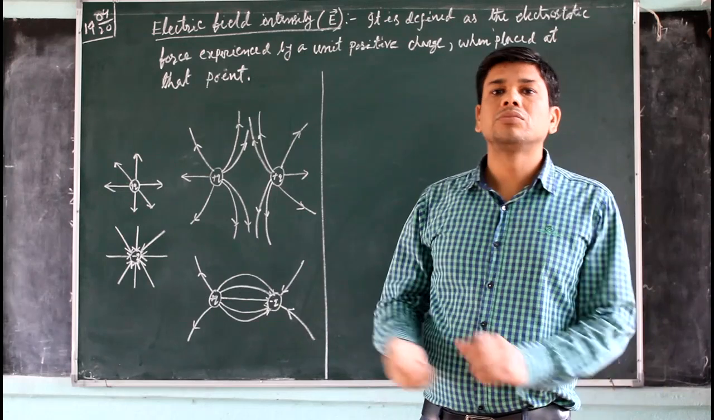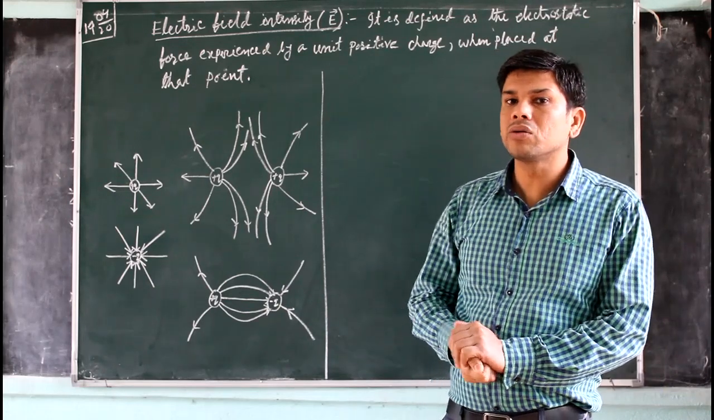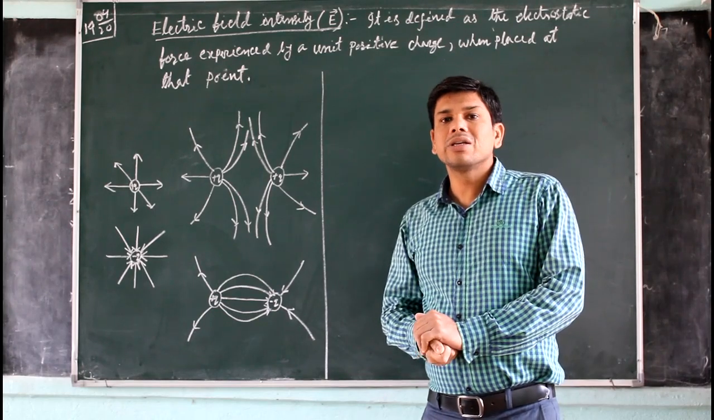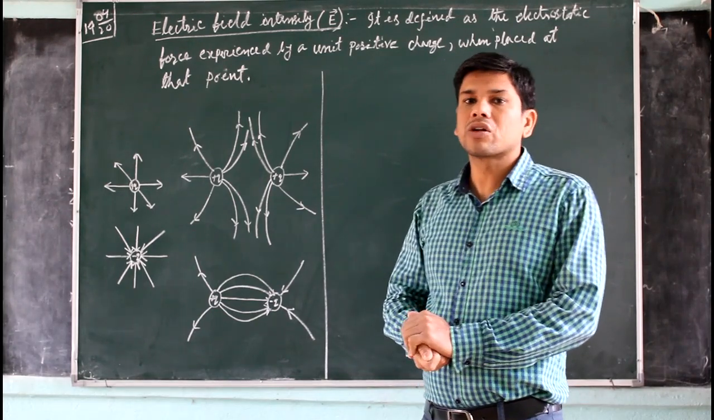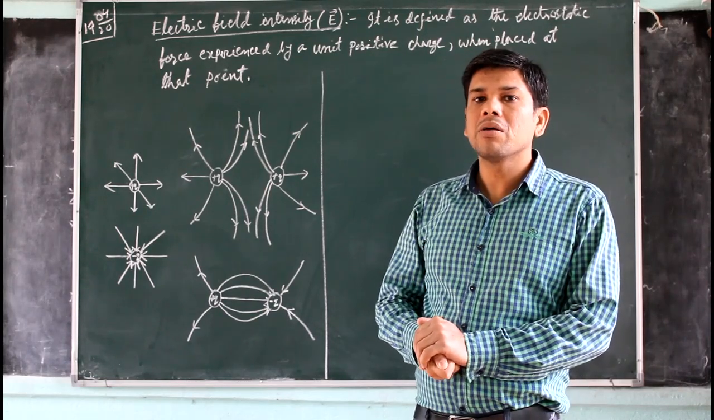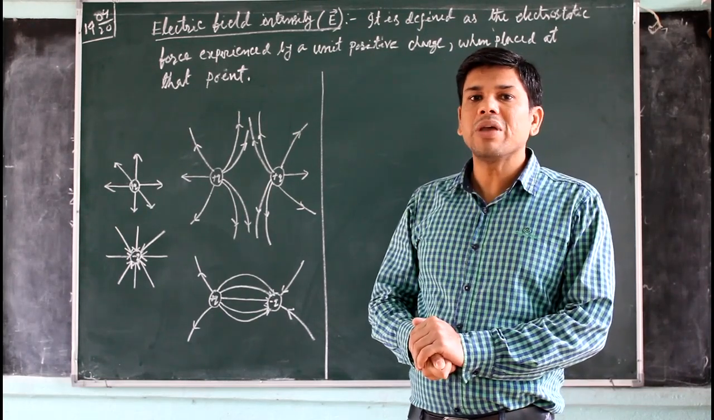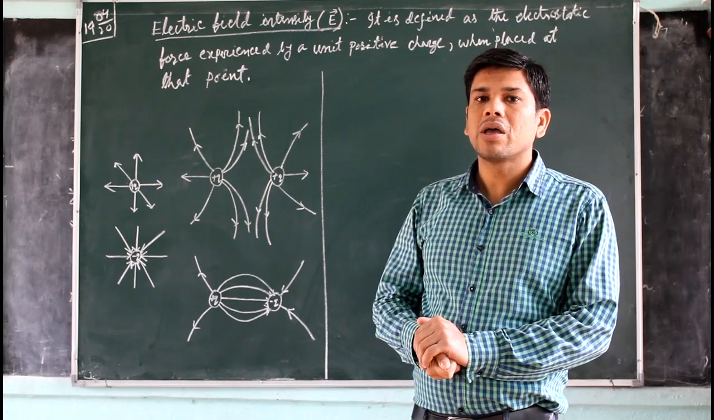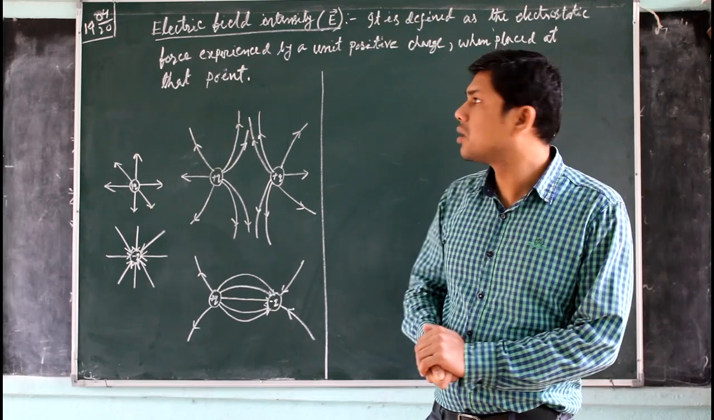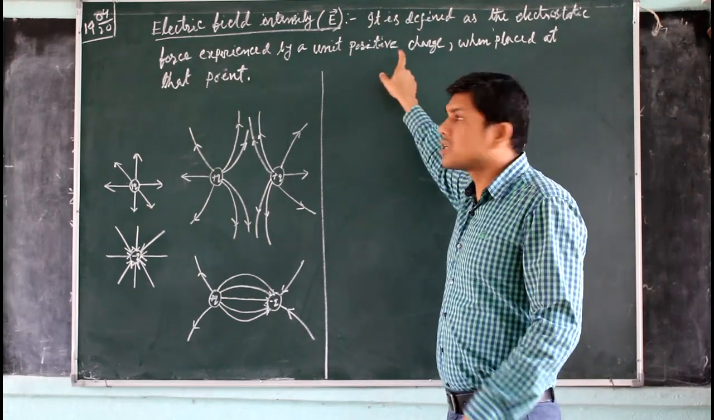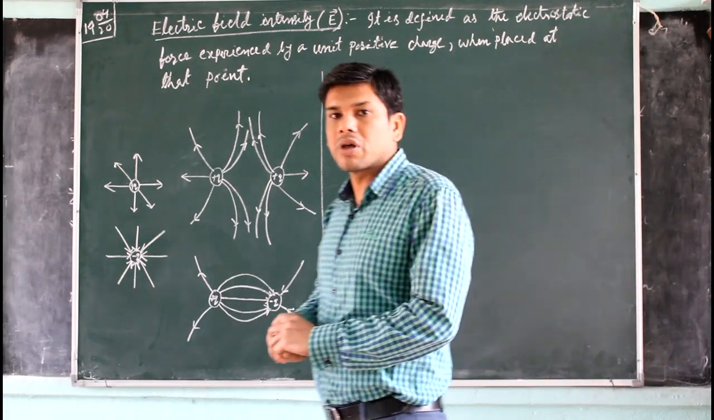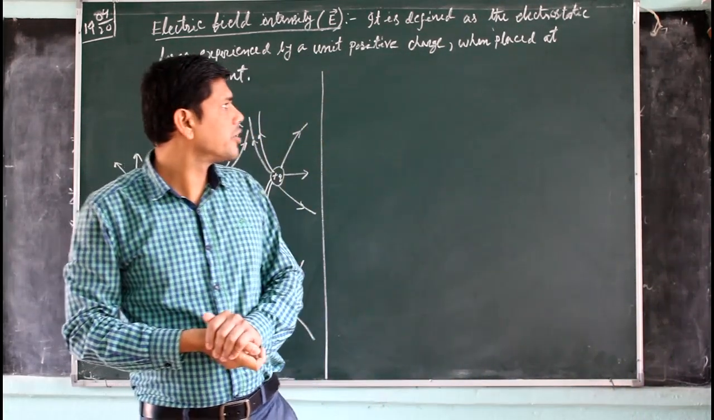According to the definition, electric field intensity is defined as the electrostatic force experienced by a positive unit test charge when it is placed at that point. This definition is written over here, and as I already told, it is a vector quantity.